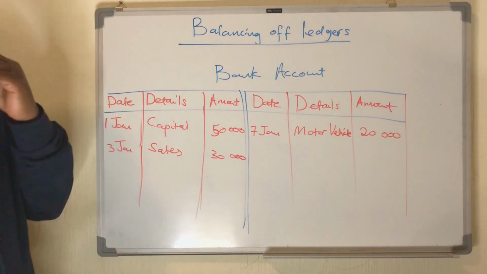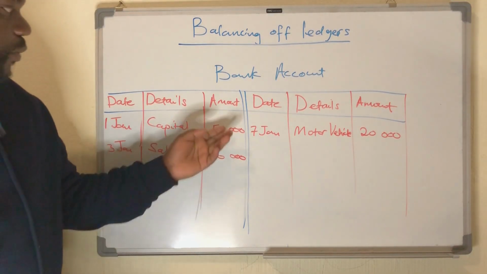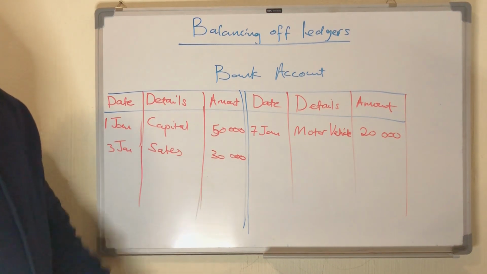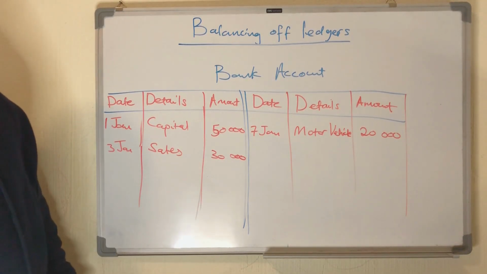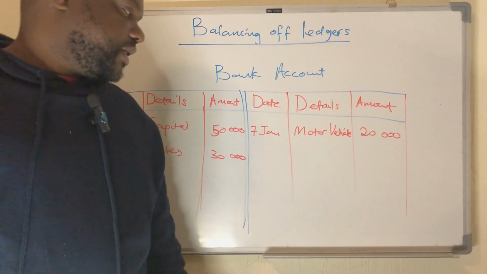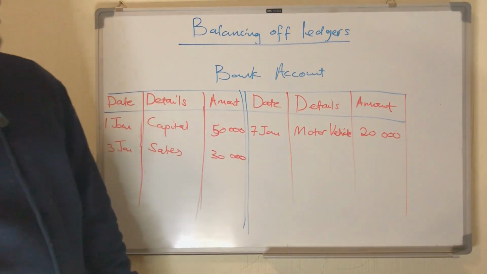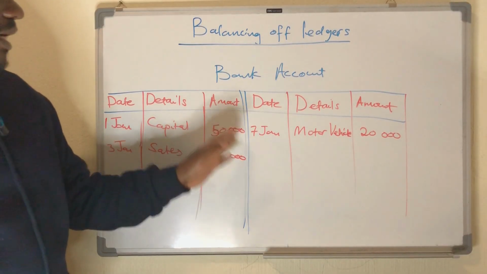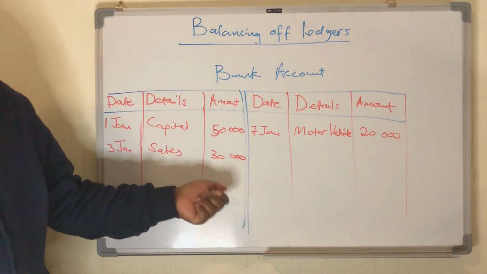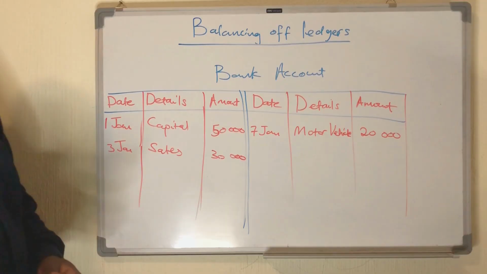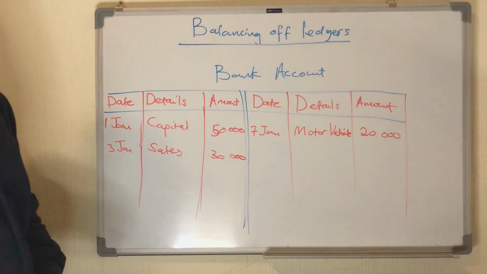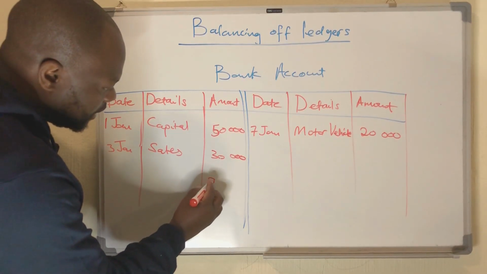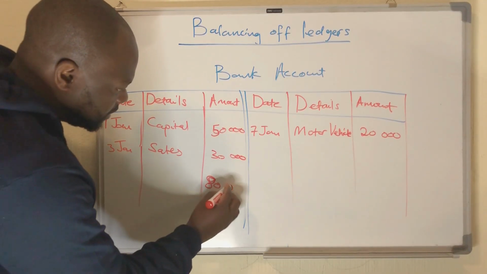So now we need to compare our debit side and our credit side and see how much money we are left with. The first step is to calculate how much we have on the debit side. If we say 50,000 plus 30,000, that will give us 80,000. Then we go to the credit side. You can see we only have 20,000. Whichever side is higher between the debit side and the credit side becomes the total of the account. So in this case, the total of this account is what? 80,000, because our debit side is more.